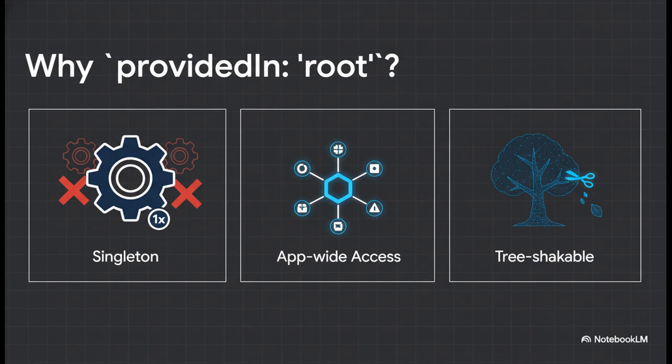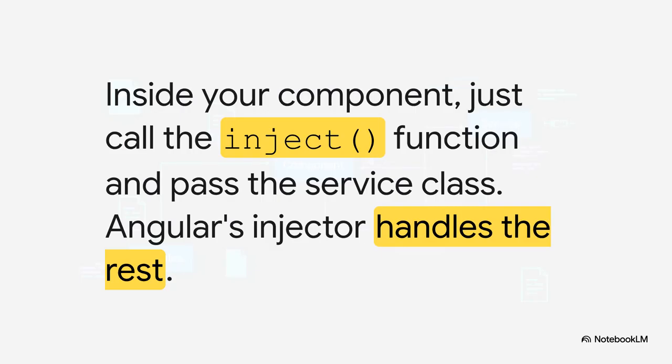First, it automatically creates a singleton. That means one single shared instance for your entire app. Second, it gives you app-wide access without any complicated setup. And third, it's tree-shakeable. That's a fancy term for a really cool optimization. It means if no part of your app ever actually uses this service, Angular is smart enough to just remove it from the final code, making your app smaller and faster. It's a win-win-win.